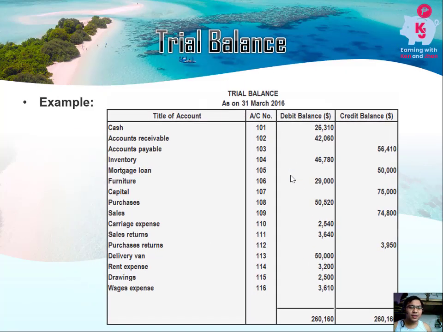So, ito po example ng ating trial balance. Yun ito, cash, accounts receivable, accounts payable, inventory, mortgage, loan, furniture, capital purchases, sales, carriage expenses, at iba pa. Ito yung mga account number nila, at ito yung mga balances nila sa debit at credit. So, pwede nyo po itong maging reference po sa paggawa nyo ng trial balance.